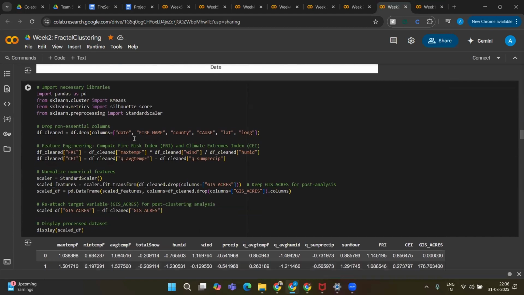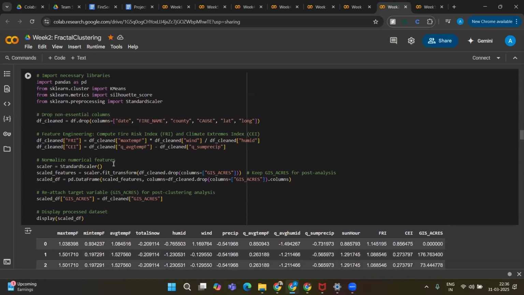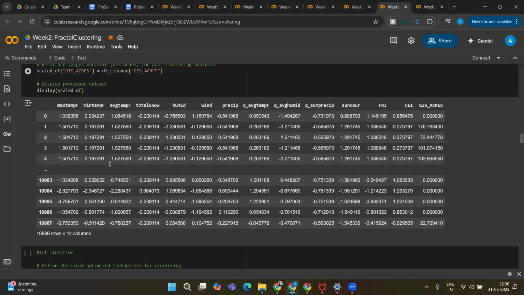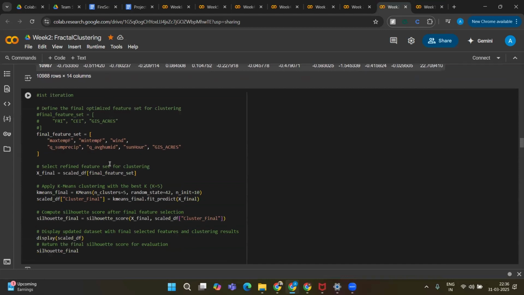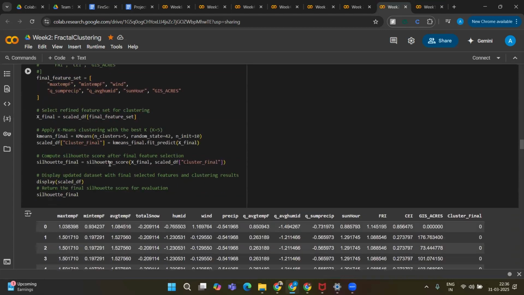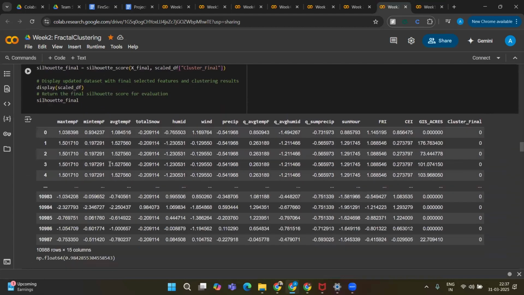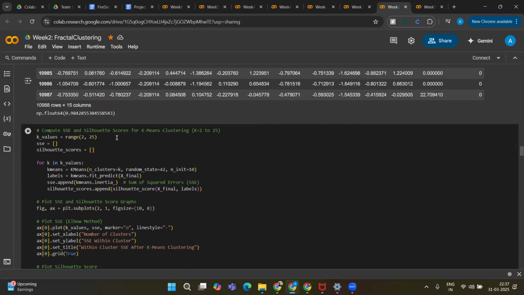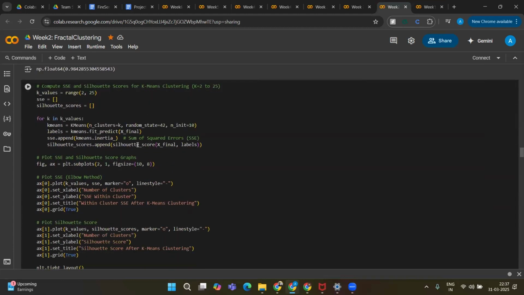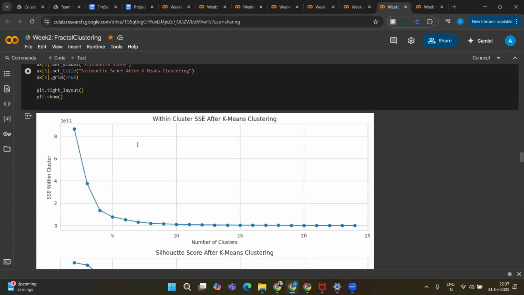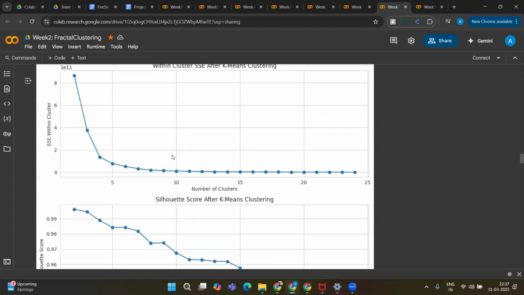And then here we're using the standard scaler and scaling all of the values that we have. And then this is the first iteration where we're doing the fractal clustering. We computed the SSE and silhouette scores for all of the clusters in the range of 2 to 25, just to check what is the correct number of clusters to divide into. And then you can see both of the graphs, the SSE and the silhouette.